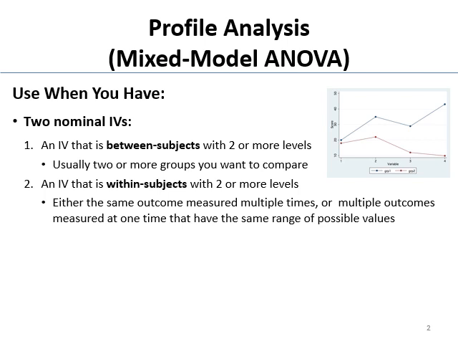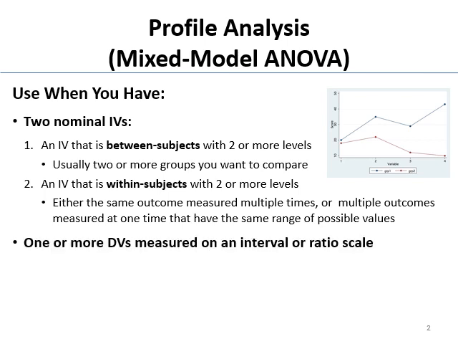So usually the within subjects independent variable is the same outcome measured multiple times, so the same anxiety tests, for example, or multiple outcomes that are measured at one time, but they have the same sort of range of possible values. So like NEO PI scores, for example. So you would have one or more DVs that are measured on an interval scale. So two nominal IVs, one between subjects, one within subjects, and one DV that is appropriate for interval or ratio. So it's appropriate for parametric analysis.